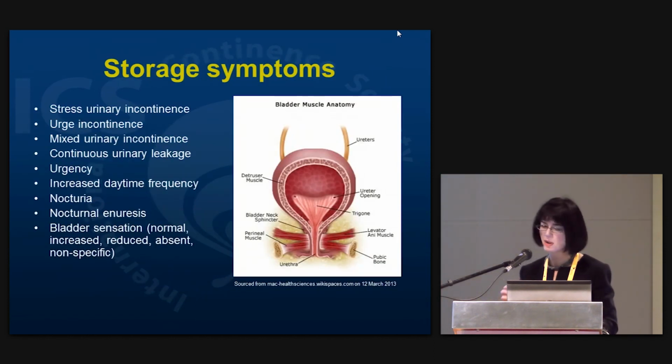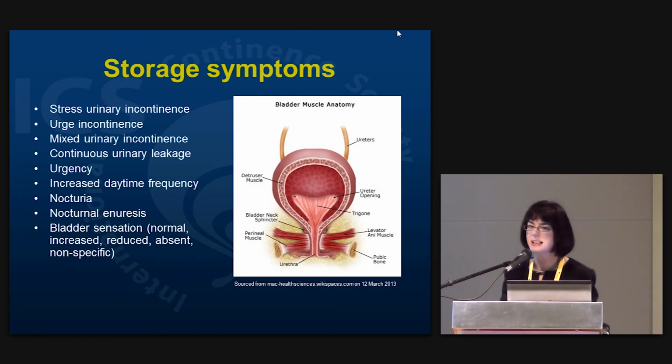So if we just focus on storage symptoms, we have a whole host of them. There's lots within the storage facility of our bladders, which can be stress urinary incontinence, urge incontinence, mixed features, continuous urinary leakage, urgency, increased daytime frequency, waking up at night to void, wetting during our sleep, as in nocturnal enuresis, and of course bladder sensation alterations: either normal, increased, reduced, absent, or not really specific.